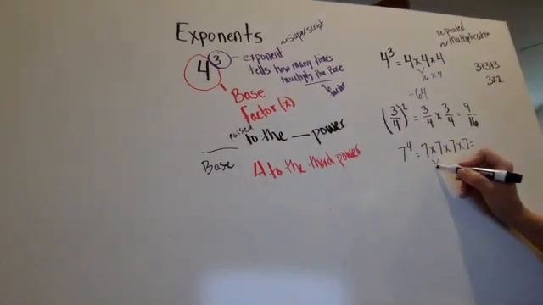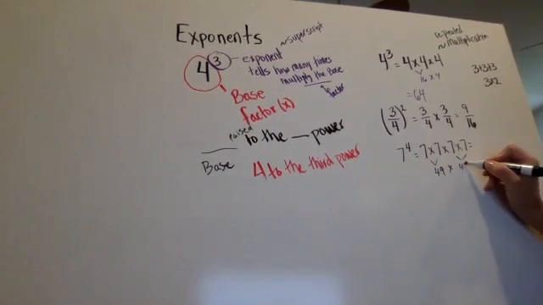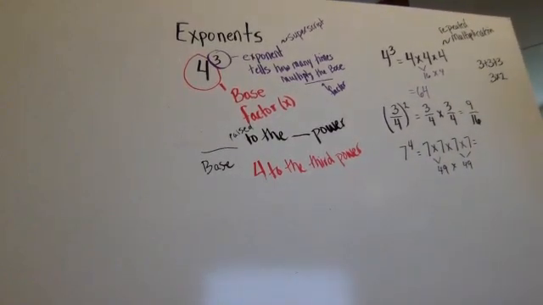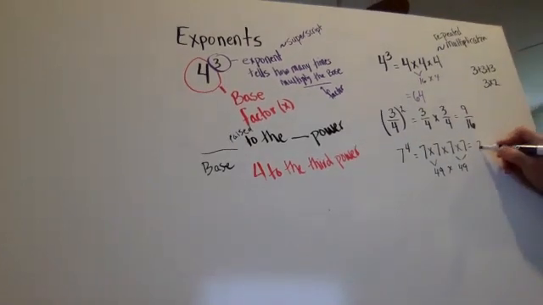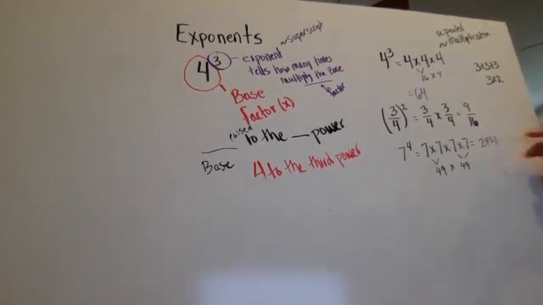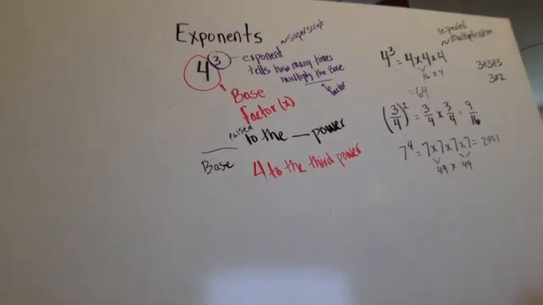Well, 7 times 7 is 49. And I got another 49 over here. So that's going to be a big number. That's going to be 49 times 49. And I want to find my 49 times 49. That's a big number. That's 2,401. So it's a way to show a really big number with a small shorthand.